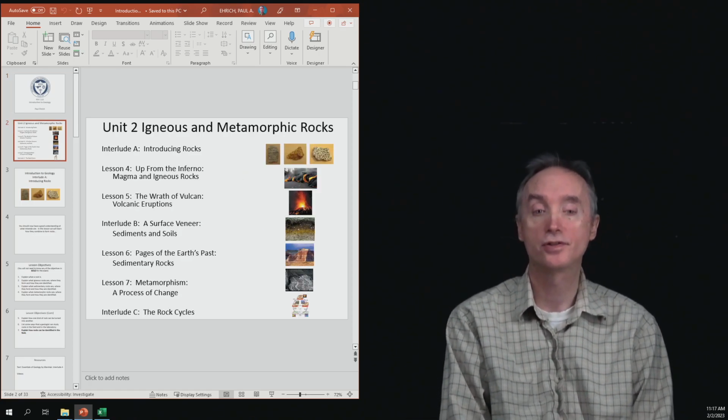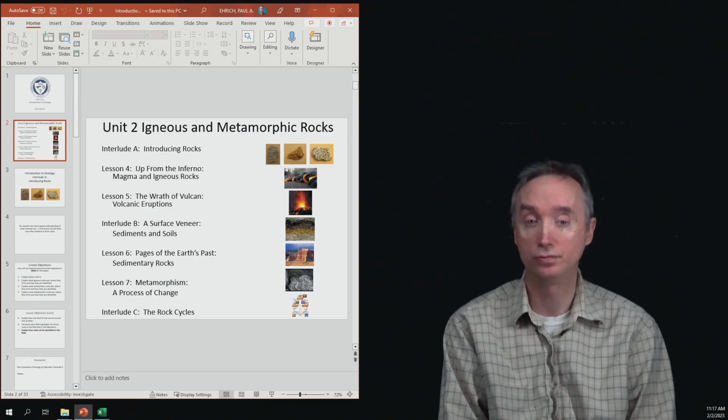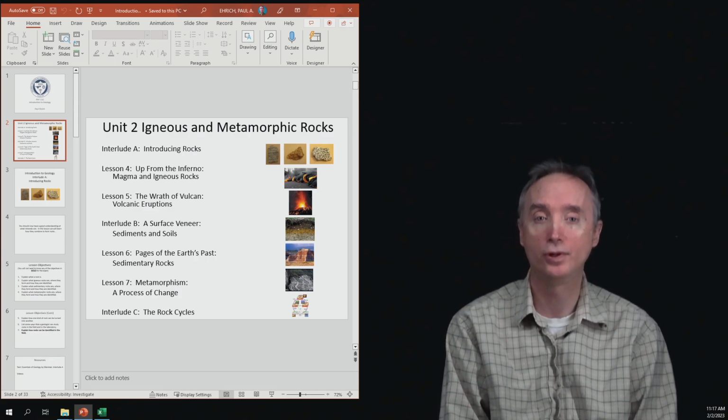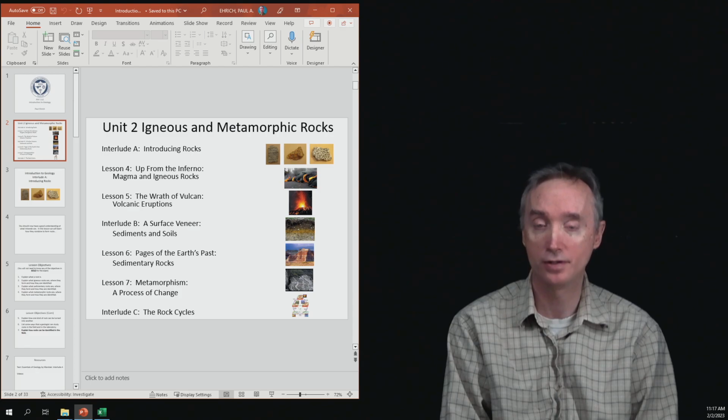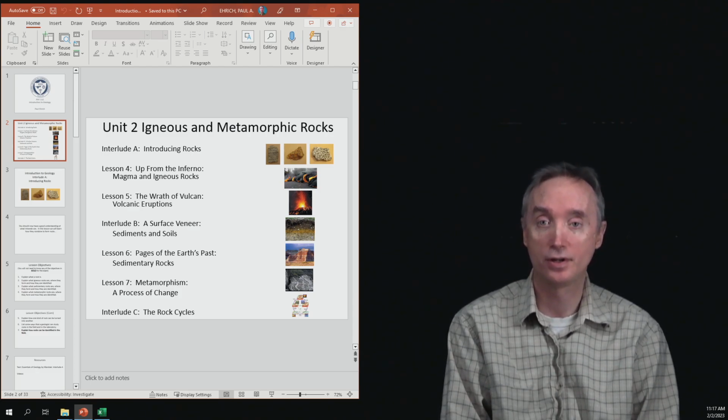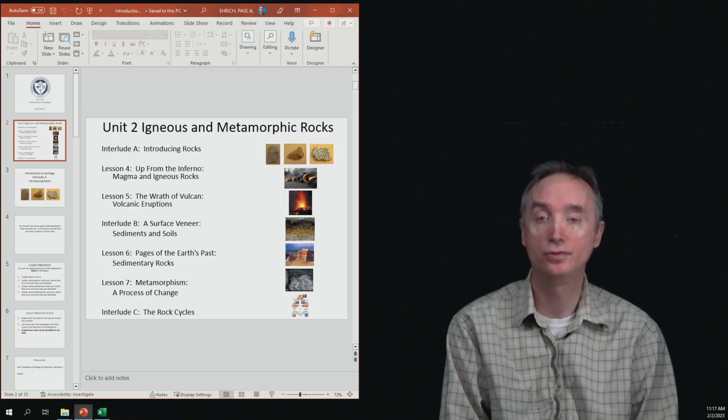So now we're going to start on unit number 2. In unit number 1, we learned what plate tectonics was, and we also learned what minerals were. In this unit, we're going to take those two concepts and use them in order to explain where igneous and metamorphic rocks come from.